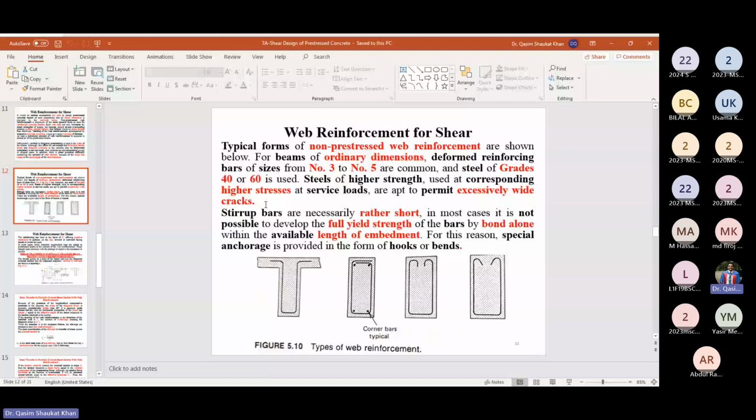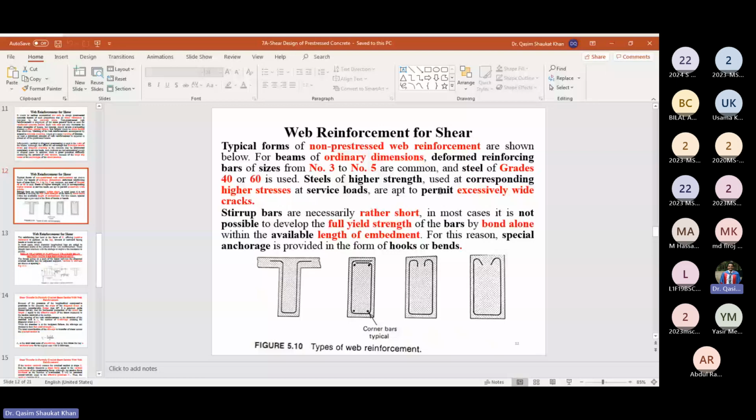So for beams of ordinary dimensions, deformed reinforcing bars of sizes from number 3 to number 5 are common, and steel of grades 40 or 60 is used. Steels of higher strength, on the other hand, used at the corresponding higher stresses at the service loads, are apt to permit excessively wide cracks.